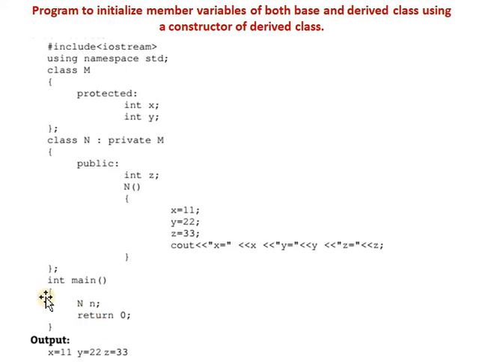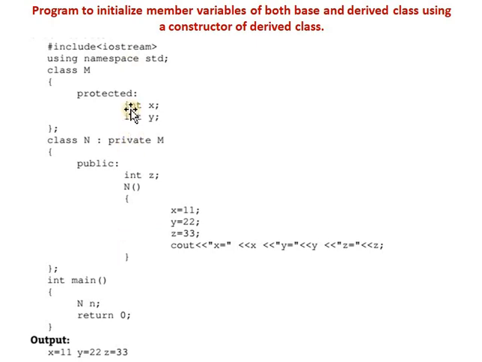In this example, there are two classes, M and N. The classes M and N are declared. The class N is derived from the class M. The constructor of class N initializes the member variables of both classes. Hence, it acts as a common constructor of both the base class and the derived class.